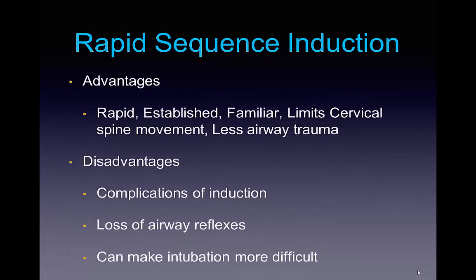And the idea is that you'll get the ideal intubating conditions very quickly and be able to deliver that endotracheal tube. Advantages of rapid sequence induction are that it is well established, it can be used with limited spinal movement, and if done correctly, will result in less airway trauma. Disadvantages relate to the fact that medications are being given in rapid succession with predetermined doses, and the effect on hemodynamics may come into play in the post-intubation period. In addition, delivery of a paralytic agent causes loss of airway reflexes, and in some cases this can potentially make it more difficult.